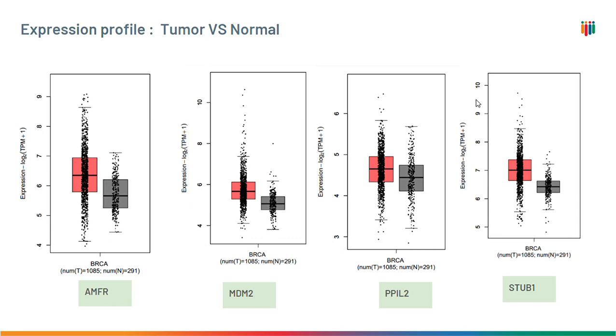You can see in this particular example, MDM2 is showing high expression in the cancer data, but also quite good expression in the normal data. So we need to look for those E3 ligases that have high expression in the tumor and low expression in the normal data set. These are some more examples.